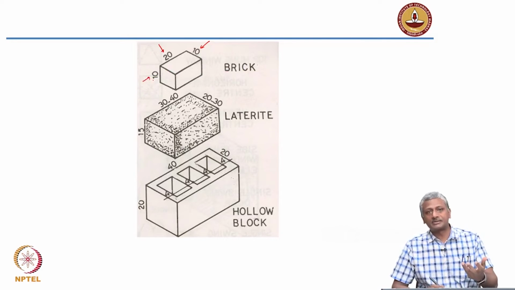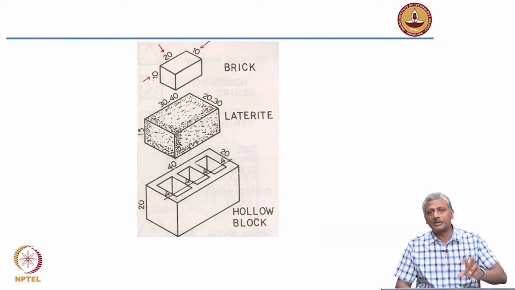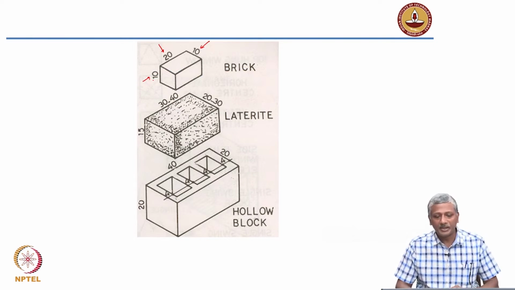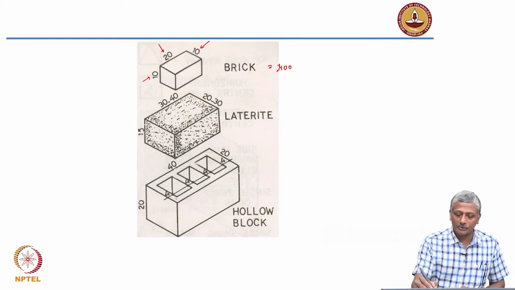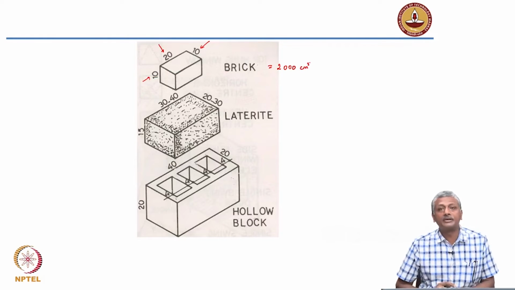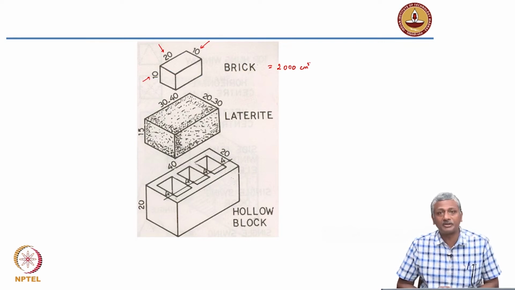This is a modular size. This is what we use for design and drawing purposes. But the true size is quite different. I'll talk about that a little bit later. So if you think about this, the volume of the brick itself is about 2000 cubic centimeter, right? So this is 10 centimeter by 10 centimeter by 20 centimeters. So that's 2000 cubic centimeter.